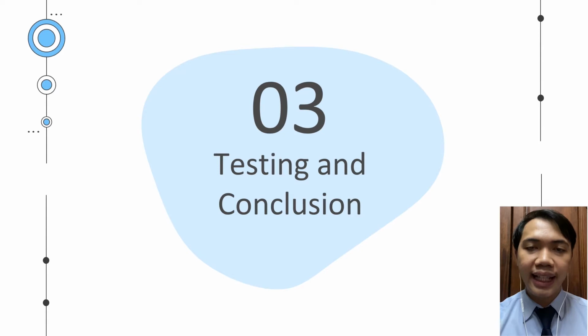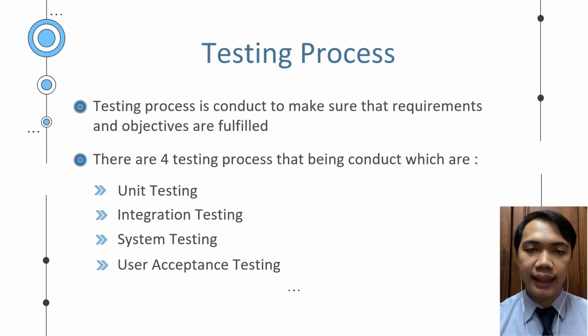Next, testing and conclusion of this project. The testing process is conducted to make sure that requirement and objective of this project are fulfilled. Each unit is being tested to verify whether they function as they should.